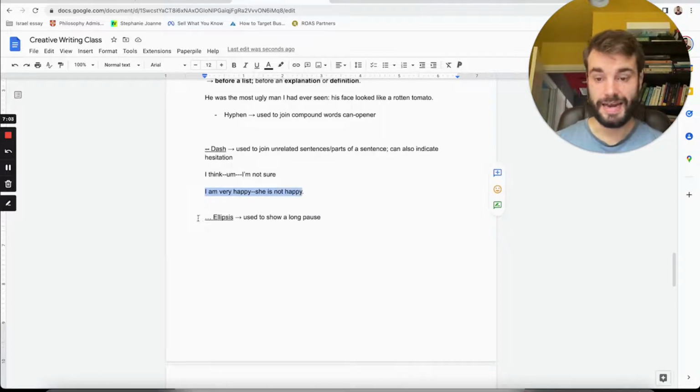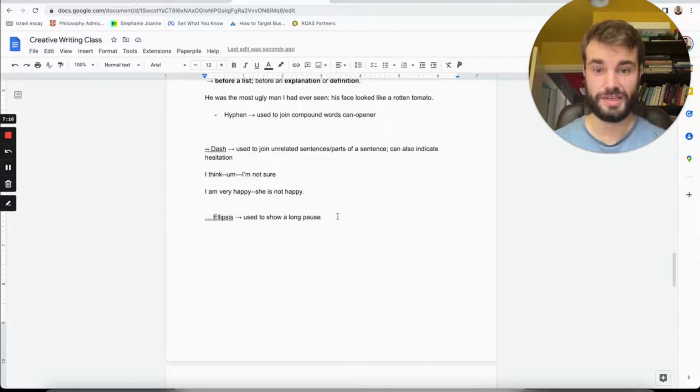Finally, ellipsis, so 3 dots, it's always 3. The ellipsis is used to show a long pause, often in speech or in thoughts. So if you use one of each of those, you'll get way better marks for your spelling, punctuation and grammar, which is 16 out of the 40 marks available for this question anyway, so it's pretty important.